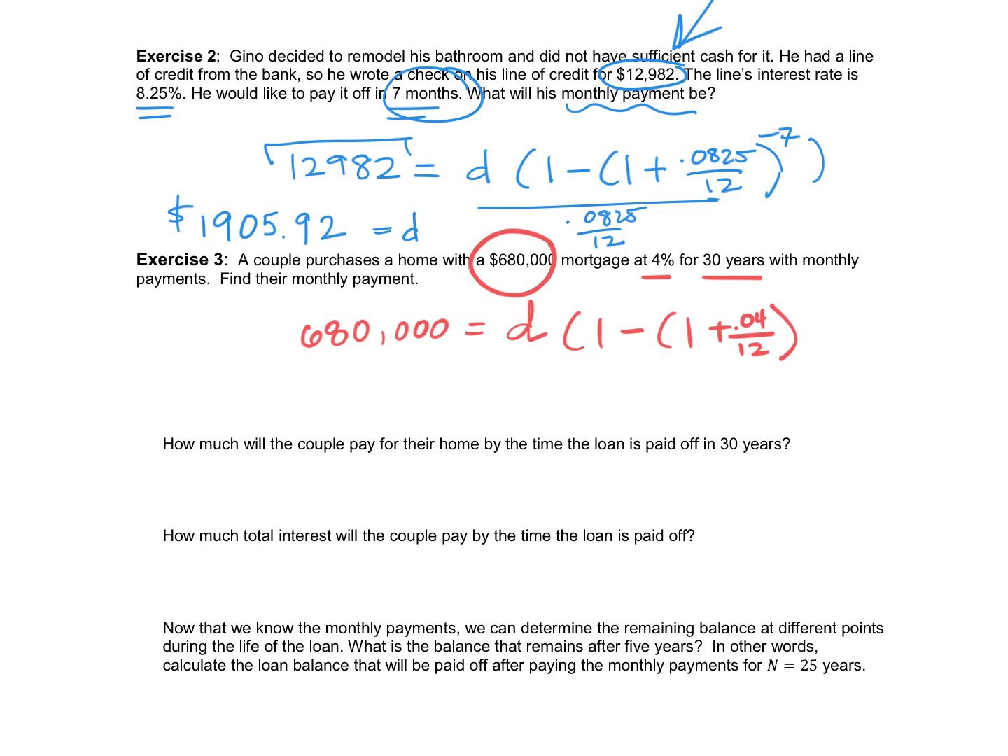Monthly payments here. We're doing it for 30 years this time, so we're going to have a negative 12 times 30, which is the common length of a home loan. I'm going to put negative 360 because when you multiply that. Again, all over that periodic rate, 0.04 over 12.